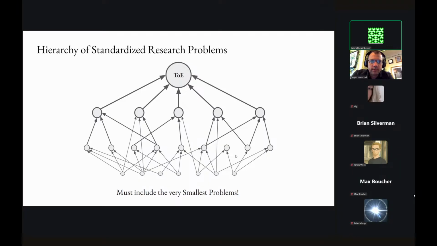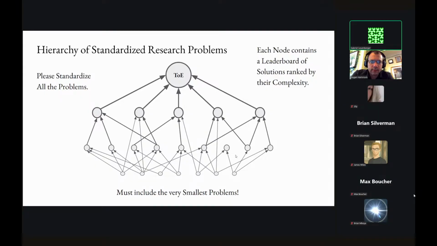And for each one of these nodes, actually, you should standardize each of these research problems. The reason for that is that each subproblem is supposed to contain a leaderboard, like a ranking of solutions to these subproblems, ranked by their model complexity, such that you always know what is the currently simplest solution known to any subproblem. So you can just directly feed off of that if you're a researcher. But they don't actually have that. The physicists don't actually think like that. They don't know how to do that.